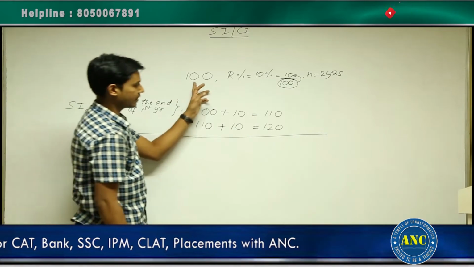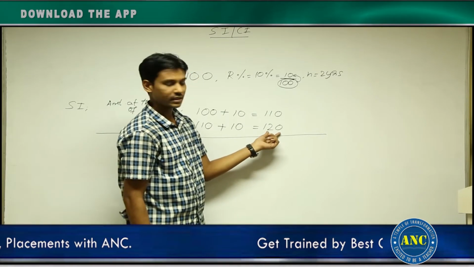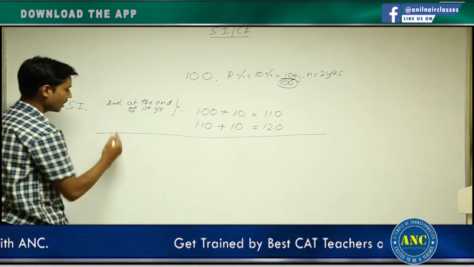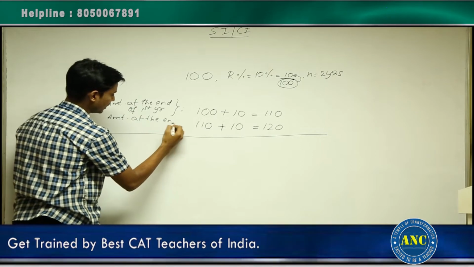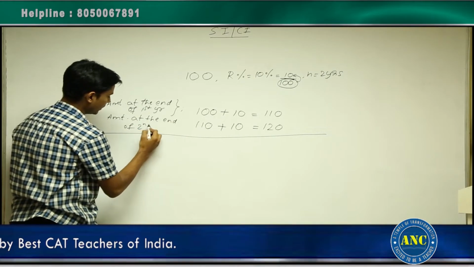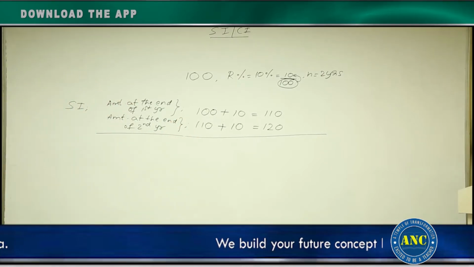Okay? I took 100 from you, and I gave you 120 back. 120 is called the amount. That is the amount at the end of second year. It's nothing but 120 in our example. Understood till here? Okay.